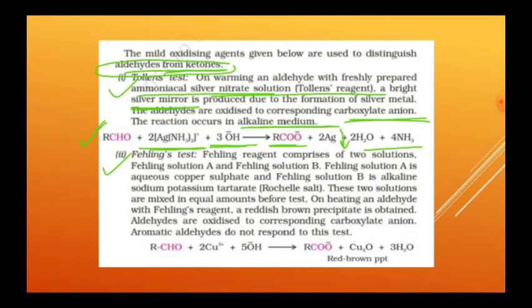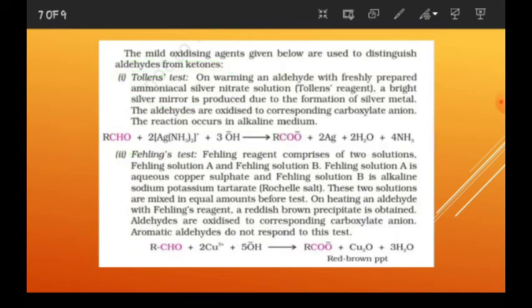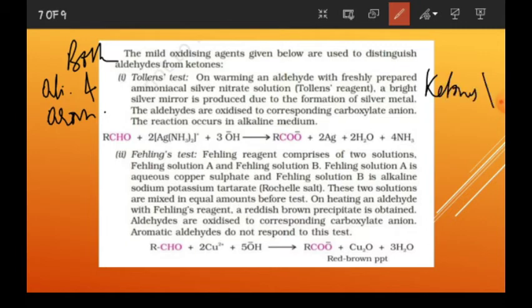One thing more you should remember, that this Tollens' test is given by both aliphatic and aromatic aldehydes. Both aliphatic and aromatic aldehydes will give this test. Ketones will not give this test. Now let us see the next test, which is known as Fehling's test. Fehling's reagent comprises two solutions, Fehling solution A and Fehling solution B. Fehling solution A is aqueous copper sulfate.